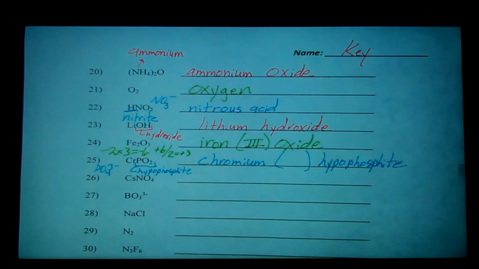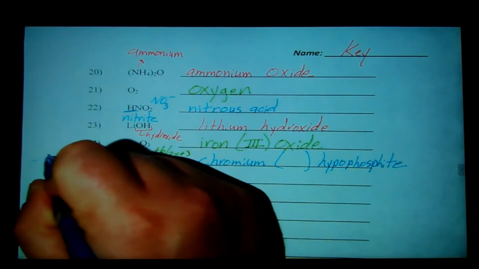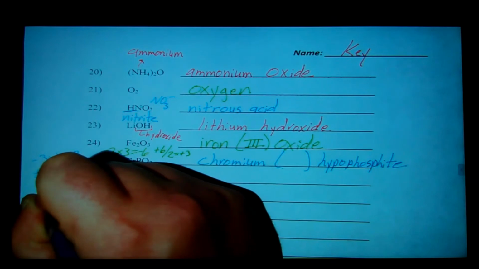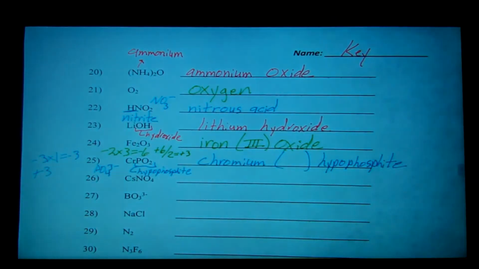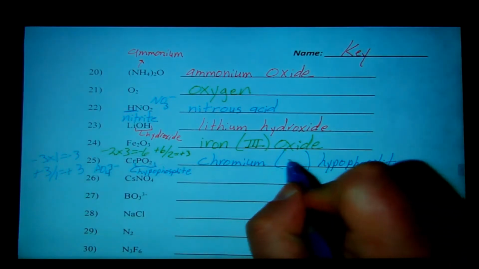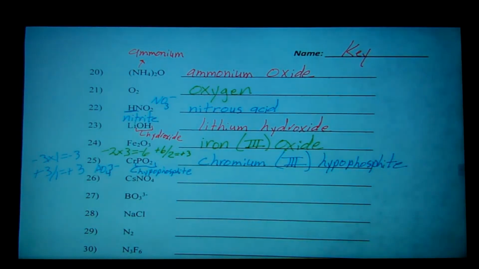Chromium hypophosphite. Whenever you look at this to find the charge of the chromium, the charge of the hypophosphite is -3. And I have one of those, so -3 means the overall positive charge has to be +3, and I only have one chromium, so that's a +3 charge. So chromium(III) hypophosphite.